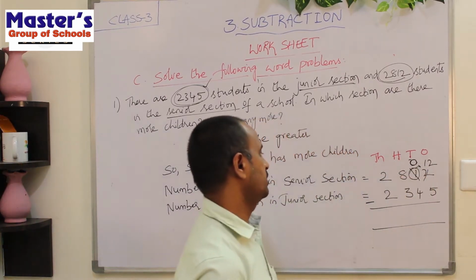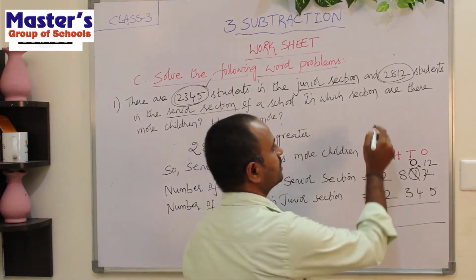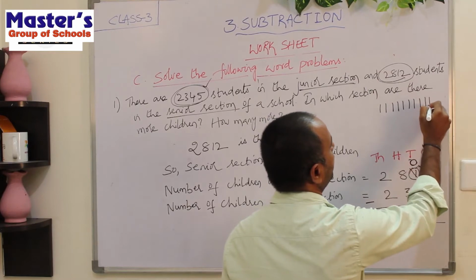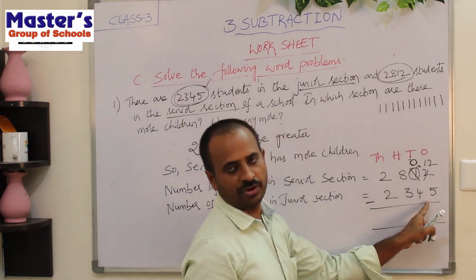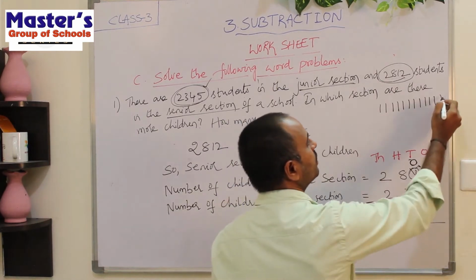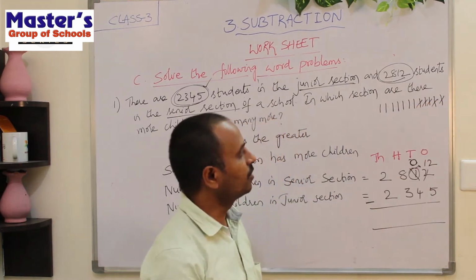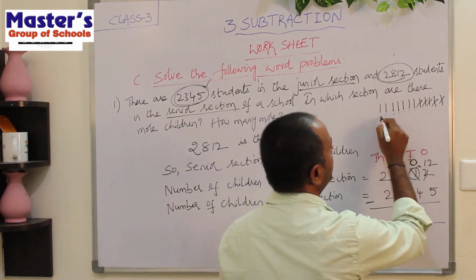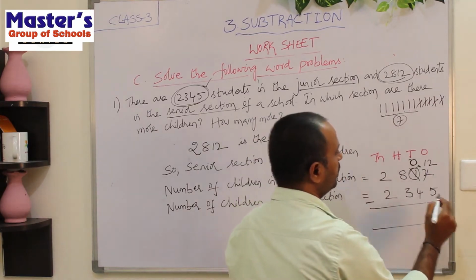Now do the subtraction. The first number is 12. So draw 12 lines. 1, 2, 3, 4, 5, 6, 7, 8, 9, 10, 11, 12. These are the 12 lines. What is the second number? 5. Strike off 5 lines here. 1, 2, 3, 4, 5. Children, I have struck off 5 lines. Count the remaining lines. 1, 2, 3, 4, 5, 6, 7. There are 7 lines remaining. So write 7 under the ones place.